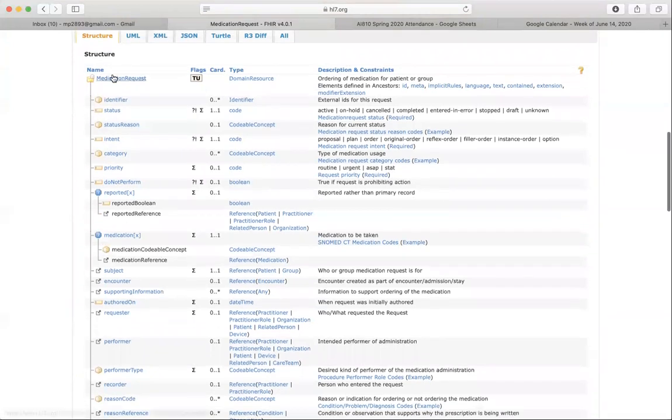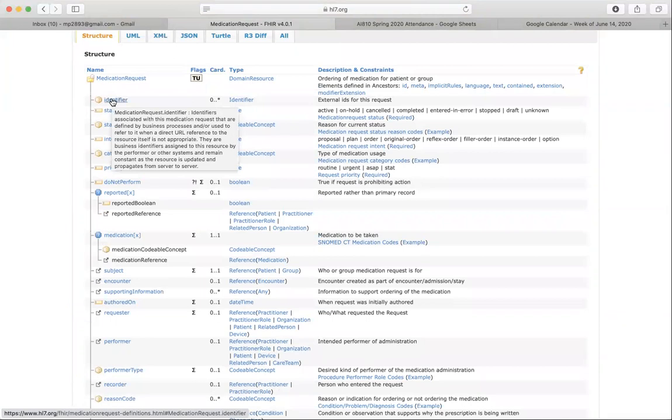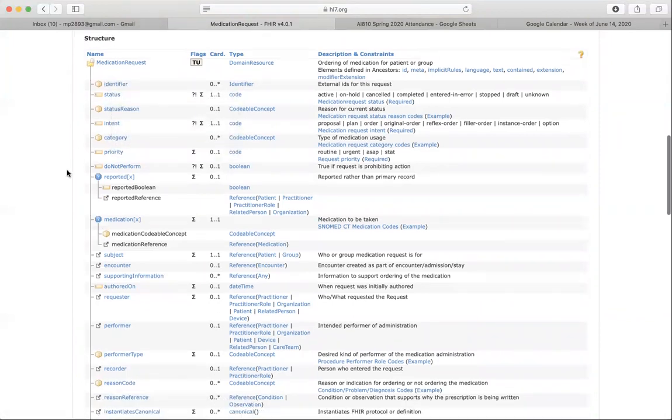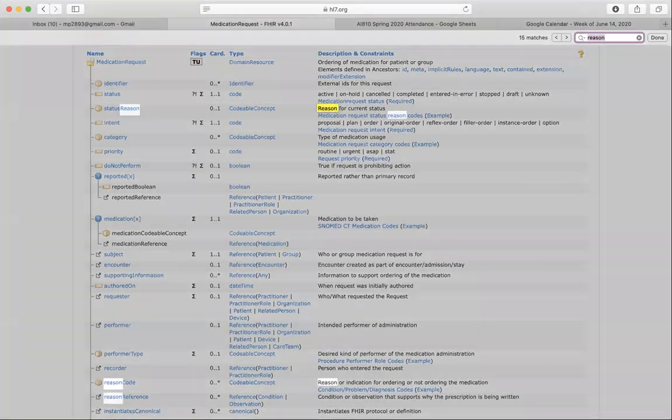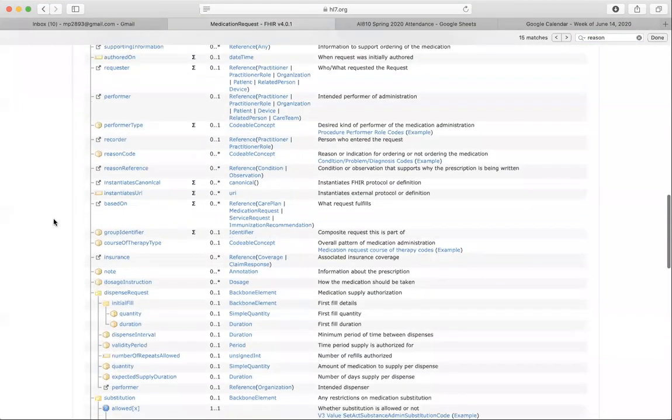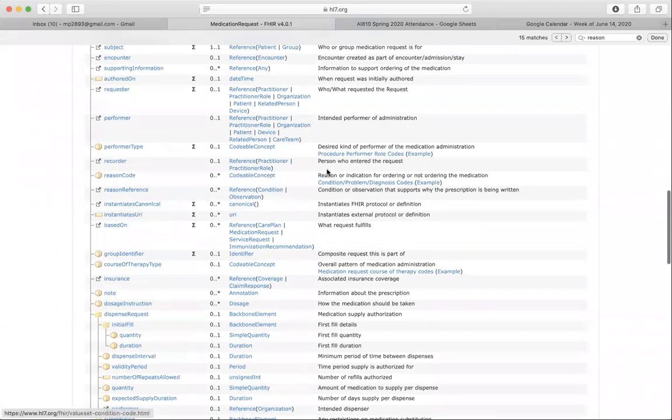So there's medication request, and there's of course an identifier. Every single event in the hospital has a unique identifier because they're all being recorded in the database. And somewhere here, there's a field called reason. So there's a field or a column named reason code, and this is exactly what it says. It's a reason or indication for ordering or not ordering the medication, and it can be a diagnosis code. So this is exactly what I'm saying.